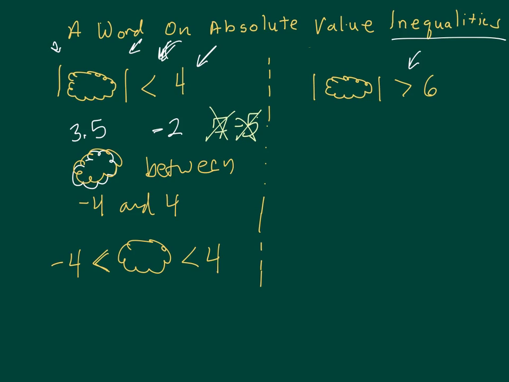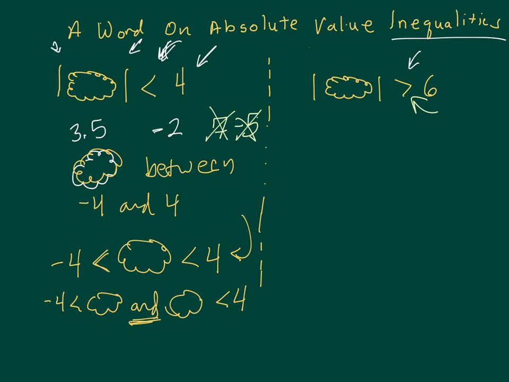You can also write that as two separate inequalities where we'd say -4 is less than the cloud, and that cloud is less than 4. I prefer you be comfortable with this, but if it's not working out, then you can use this word "and" in this situation.